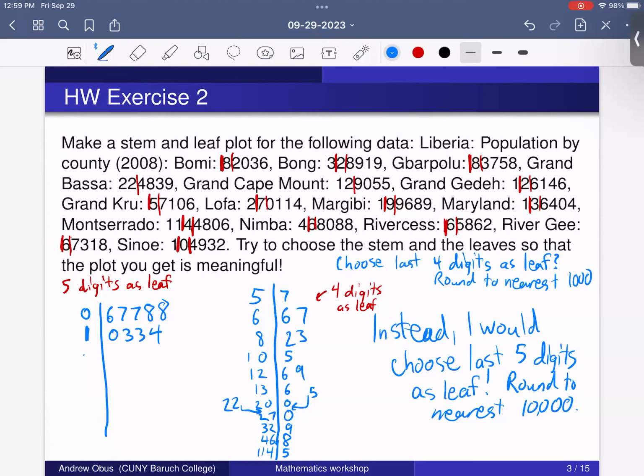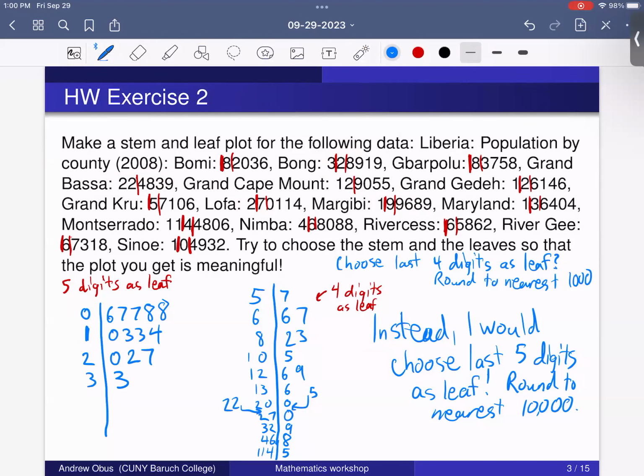Now I have my next stem, which is going to be a 2. What do I have in the 200,000s? Well, Margibi rounds to exactly 200,000, and Bassa rounds to 220,000, and Lofa rounds to 270,000. So I have 2, 0, 2, 2, and 2, 7. So I'm going to get a 0, a 2, and a 7. Now in the 300,000s, I only have Bong, which rounds to 330,000. So 3 with just a 3.